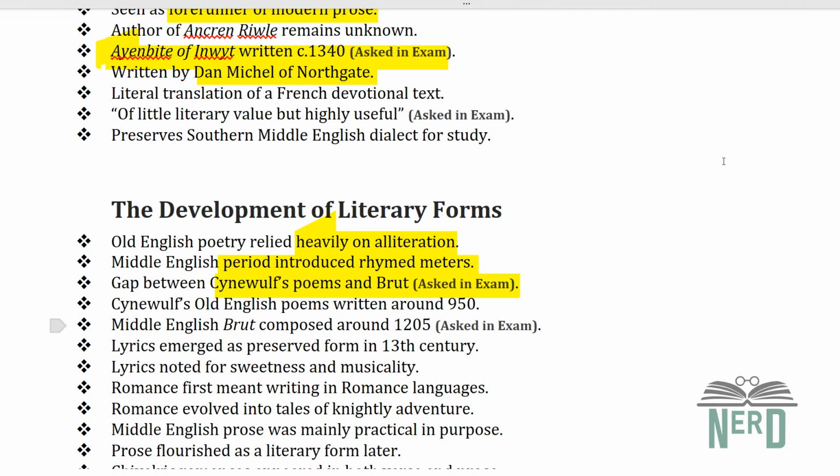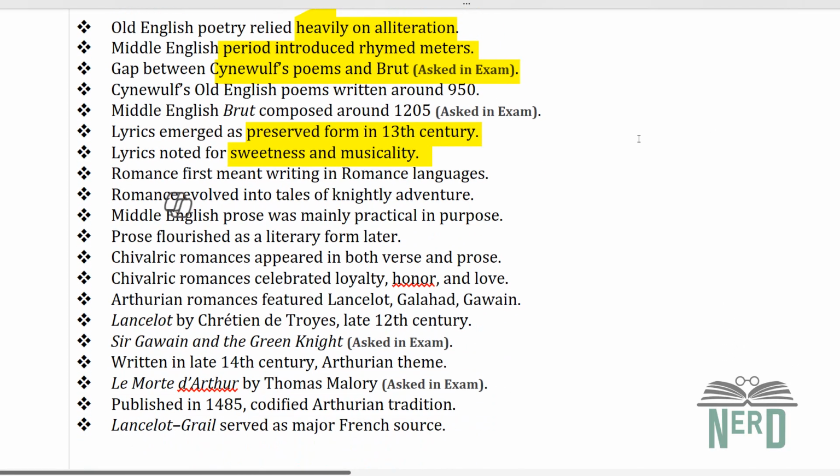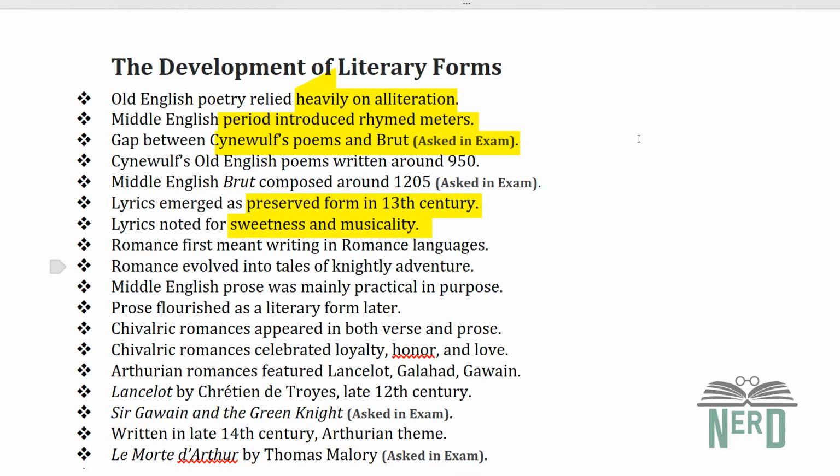Another delightful innovation was the lyric. While popular songs surely existed in Old English times, it was only in the 13th century that they were preserved in manuscripts. These lyrics stand out for their sweetness and musical power, giving us some of the earliest glimpses of personal, emotional expression in English. We also get the flourishing of the metrical romances. Originally, the word romance simply meant works written in the Romance languages. But soon it came to mean tales of adventure, chivalry, and knights on quests.